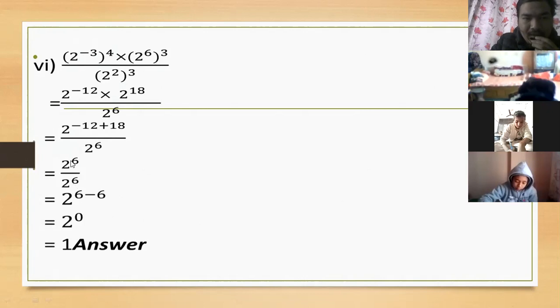When you simplify, look here, multiplied in the first case. Now 2 to the power 6 divided by 2 to the power 6 means what? In division we have to subtract the powers. When you subtract, 6 minus 6 is 0. 2 to the power 0 means 1. Okay?